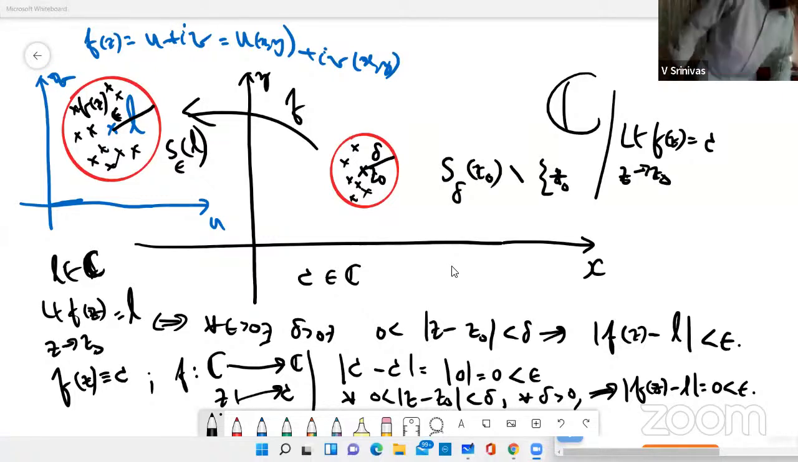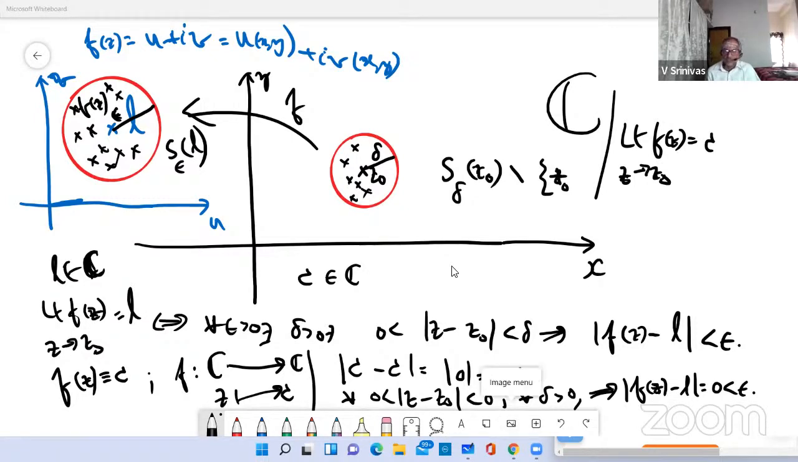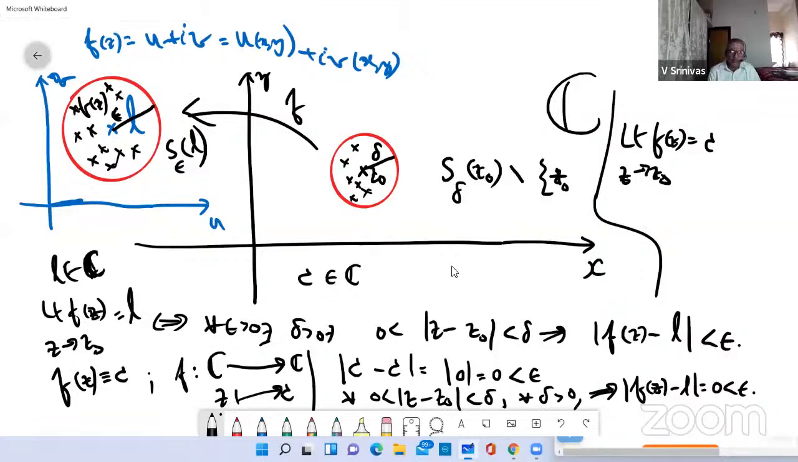So modulus of f(z) minus L is modulus of c minus c. I can write c for f(z), and L is also c, so it is 0. It is less than epsilon. So this is true. If your f(z) is a constant function, the limit value is also that constant, like in the real valued case. The same thing happens here.